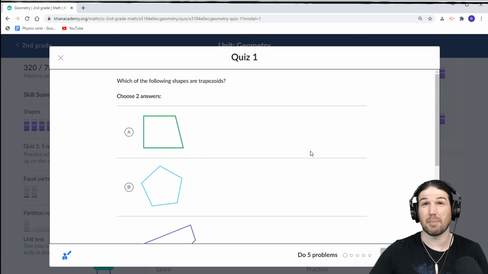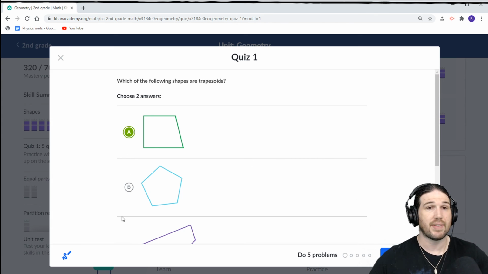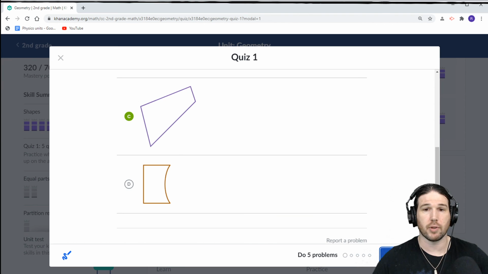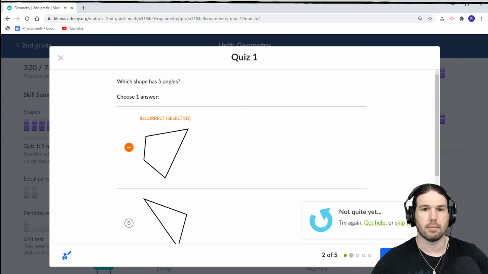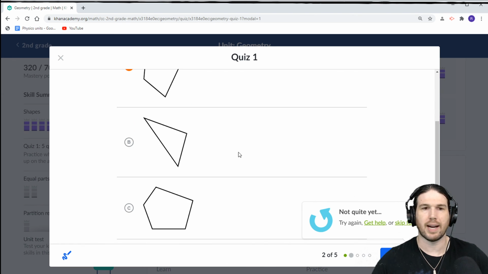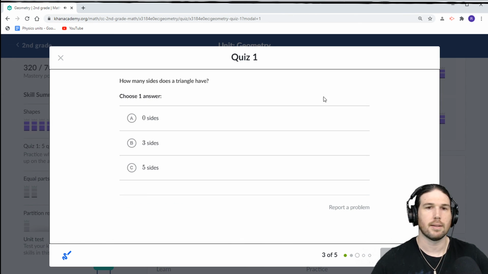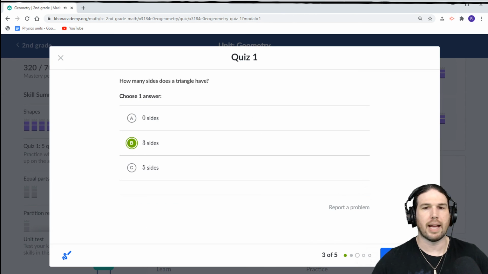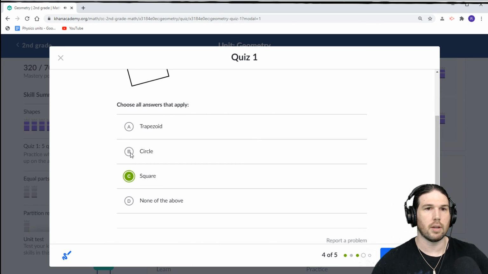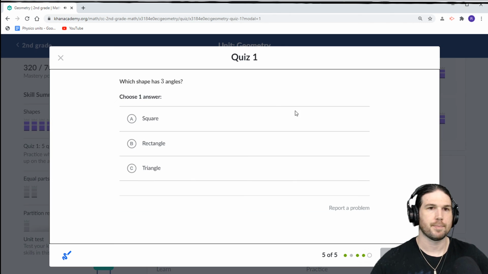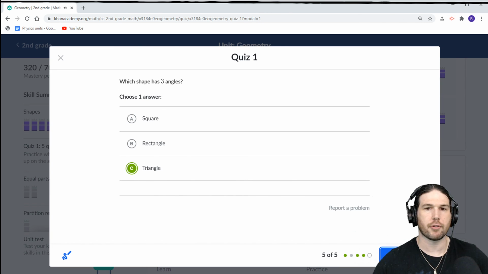So unless we come up with something new, I'm just going to blitz through this. That's a trapezoid. That's a trapezoid. Which one has 5 angles? That would be this one. 1, 2, 3, 4. This is what happens when I go too fast. How many sides does a triangle have? That would be 3. This looks like a square, but it's just a square. Which shape has 3 angles? That would be a triangle.